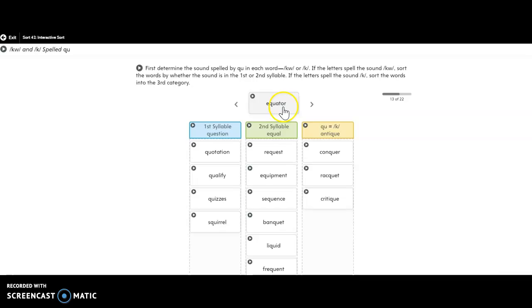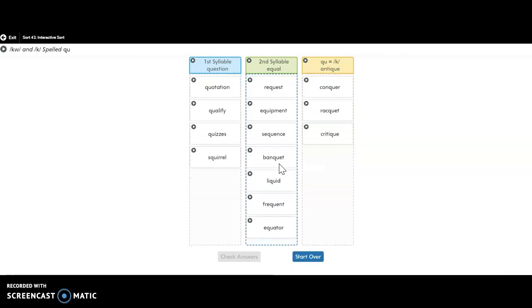Next, equator. Equator. So it's not in the first syllable, and it definitely has the QU sound. Both, we can hear both of those. The equator, again, that's the line that splits the hemispheres of the Earth.